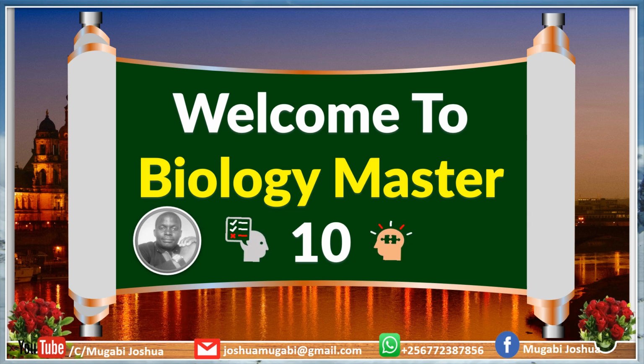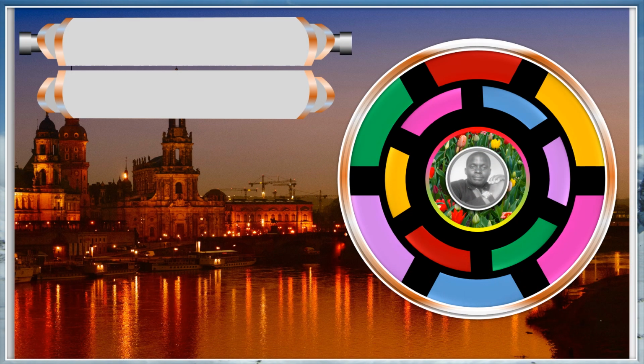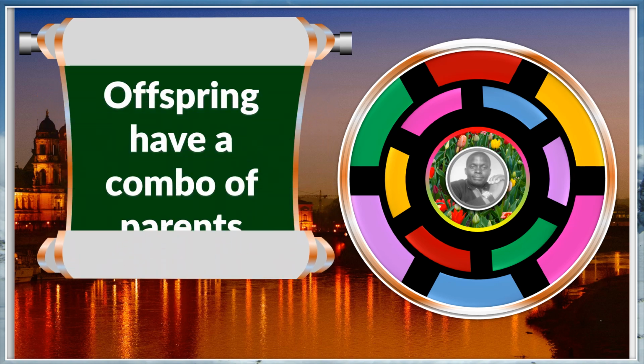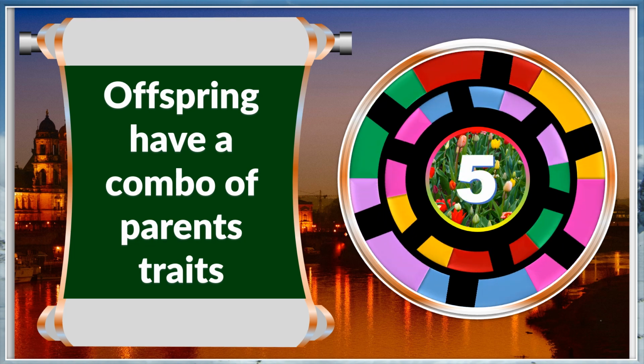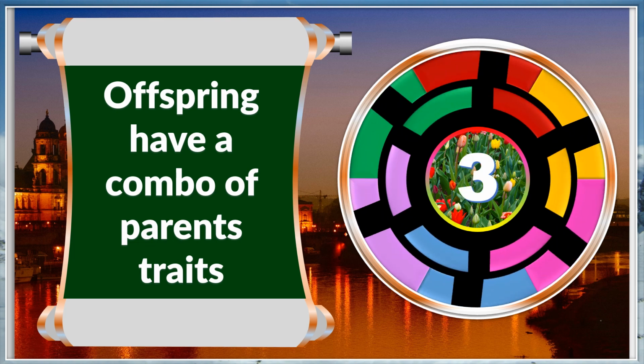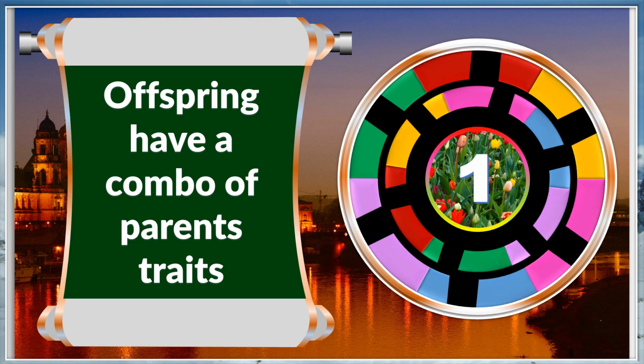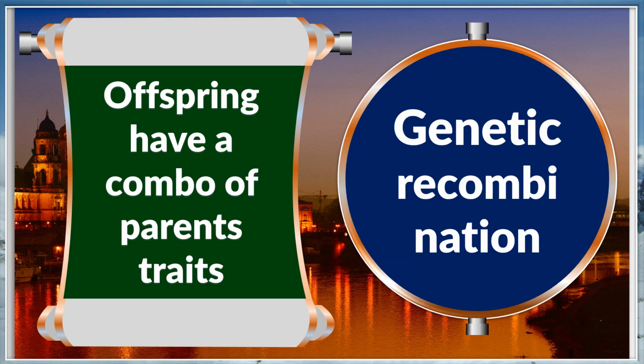Let's go directly to our quiz. Offsprings have a combo of parent traits. Genetic recombination.